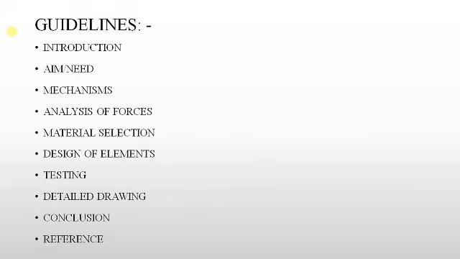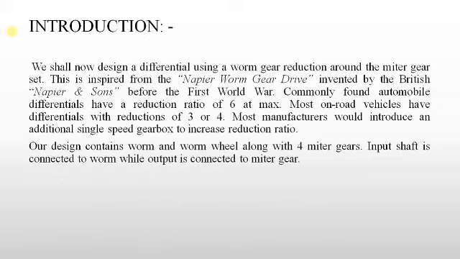These are the guidelines of our project. Introduction. Design of worm differential. We shall now design a differential using a worm gear reduction around the miter gear set. This is inspired from the Napier worm gear drive invented by the British Napiers and Son before the First World War. Commonly found automobile differentials have a reduction ratio of 6 at a max.